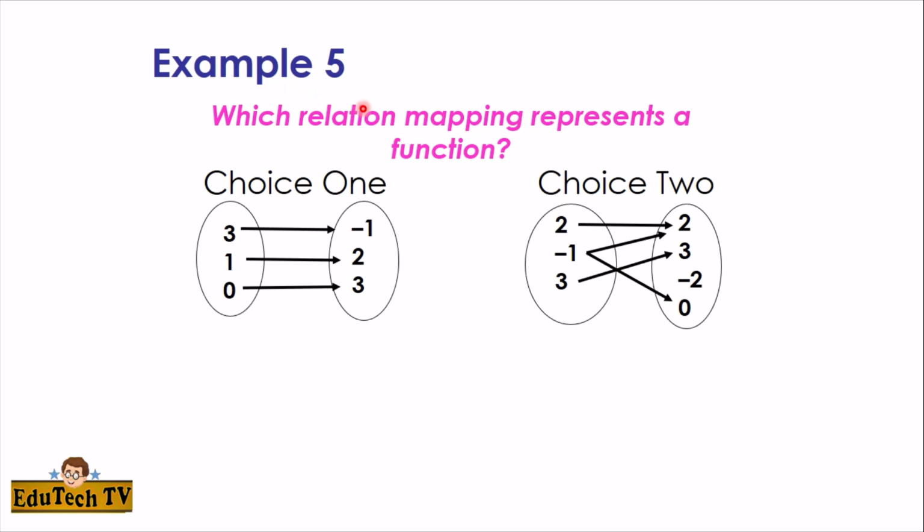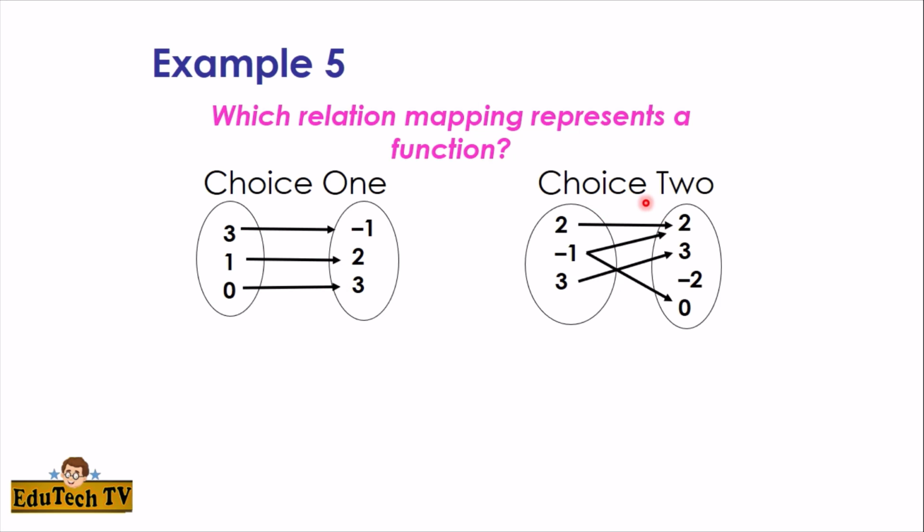Let's have this example number 5. Which relation mapping represents a function? Is it choice 1 or choice 2? Now, look at the input here. 3, meron siyang output na -1. 1, output na -2. Yung input na 0, meron siyang 3. So, ibig sabihin, every input has exactly 1 output.